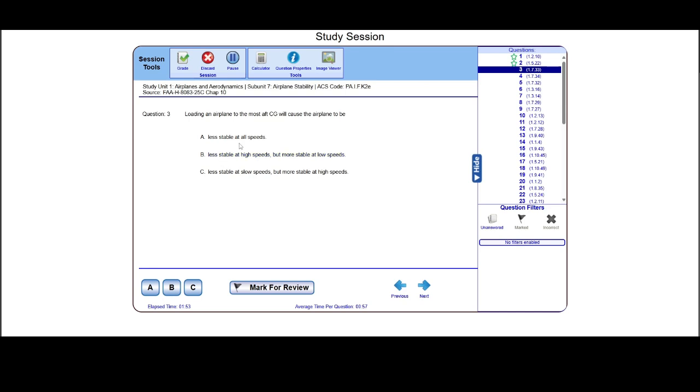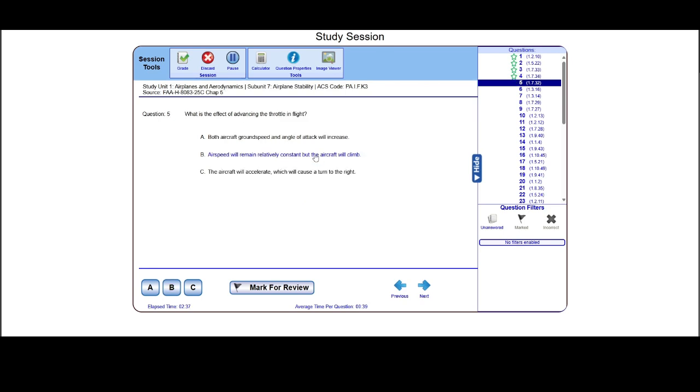Loading an airplane to the most aft CG will cause the airplane to be less stable at all speeds. That's the better answer. An airplane loaded with the center of gravity rear of the aft CG limit could make it more difficult to flare for landing. I think it would be B. It would overstress the plane because the airplane is loaded within the max weight.